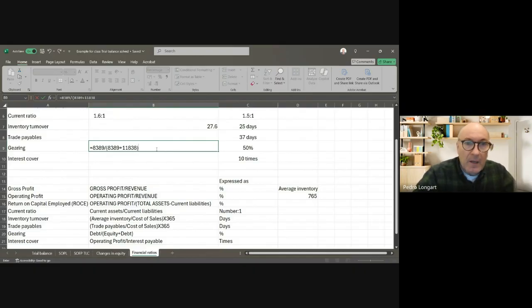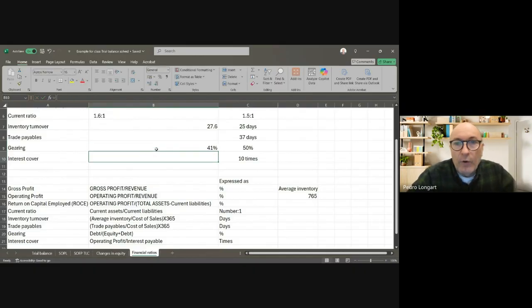11838. And that gives me the value of 41%. As you can see, this company is a little bit more prudent than the industry. So it means it's less geared, okay? Is it good? Is it bad? Well, this is a deliberate decision. You can only comment on that.